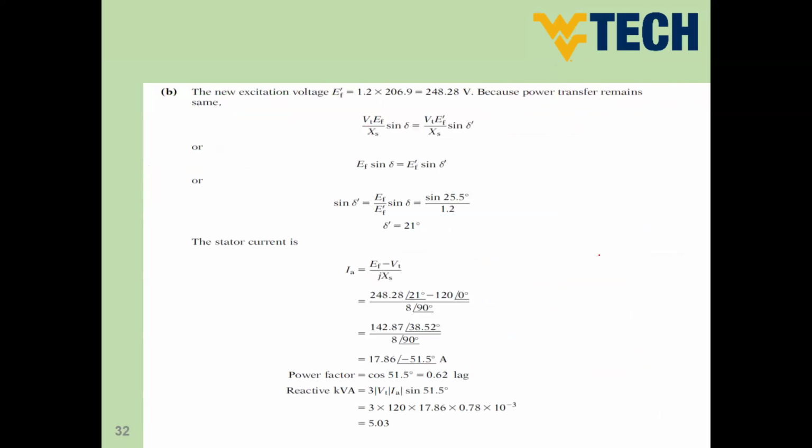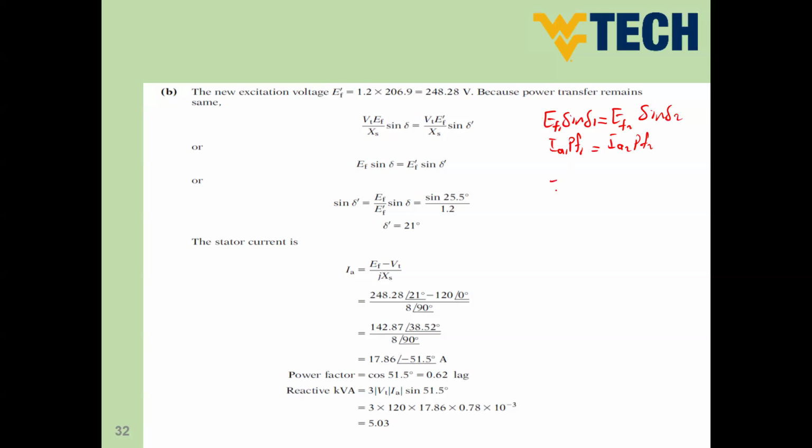So we said that for the constant power operation, we have two relations. EF1 sine delta 1 equals EF2 sine delta 2. And IA1 power factor 1 equals IA2 power factor 2. 2 and 1 are referring to the new case and the old case. So he mentioned here that the excitation is increased by 20%. So this means EF2 is 1.2 times EF1.